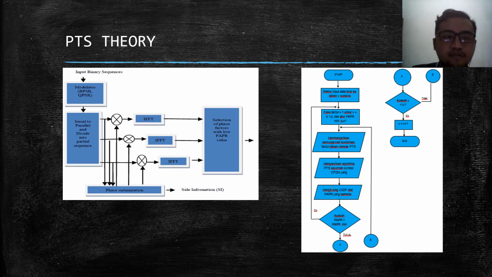PTS theory starts with the input binary sequence entering the modulator. For this final project, I use QAM. Next, the output enters the serial to parallel block. It converts from serial input to parallel output. Next, the data enters the multiplier alongside the phase optimization. Next, IFFT converts the data from frequency domain to time domain. And the last, the signal with the lowest PAPR value is chosen to be transmitted alongside the side information.